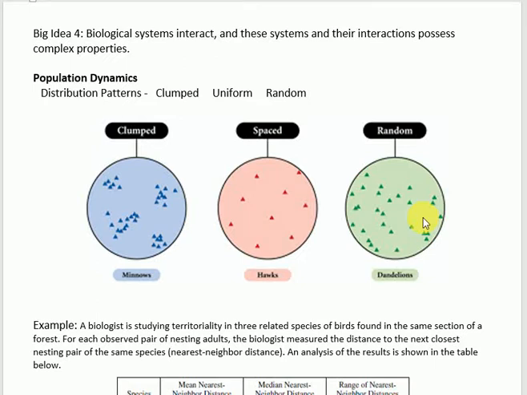Hi guys, welcome to lecture 4 of our ecology unit. We are going to be looking at big idea 4. It says biological systems interact, and these systems and their interactions possess complex properties.